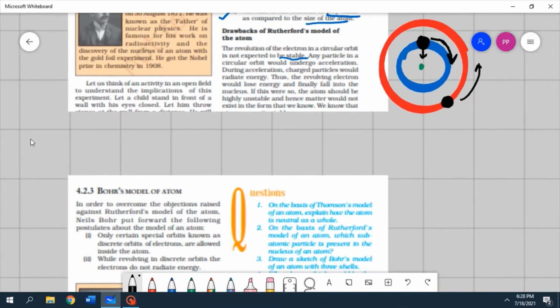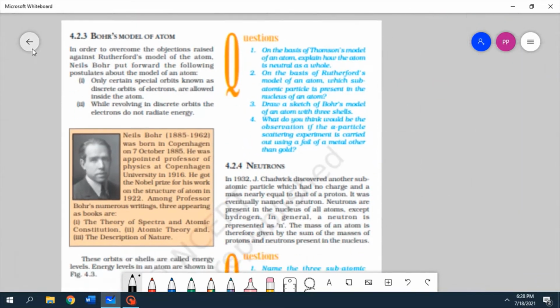So that's how they rejected his model. And then Bohr came along to give his model of the atom. In order to overcome the objections raised, and to modify Rutherford's model of the atom, he put forward a few postulates. Only certain special orbits, known as discrete orbits of electrons, are allowed inside an atom. This is true even today. And while revolving in discrete orbits, the electrons do not radiate energy. That was the second point.